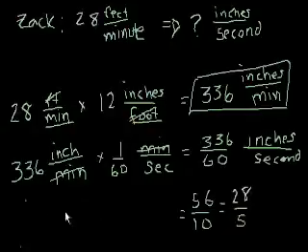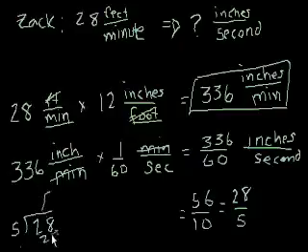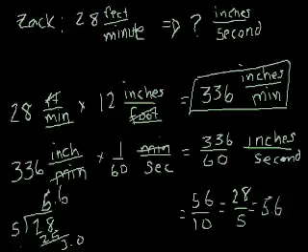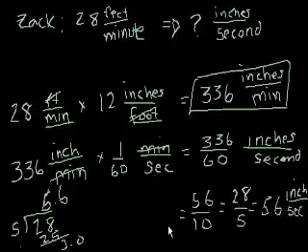And 28 over 5, let's see, 5 goes into 28, 5 times, 25, remainder 3. 5.6. So this equals 5.6. So I think we now just solved the problem. If Zach is going 28 feet in every minute, that's his speed, he's actually going 5.6 inches per second. Hopefully that kind of made sense.